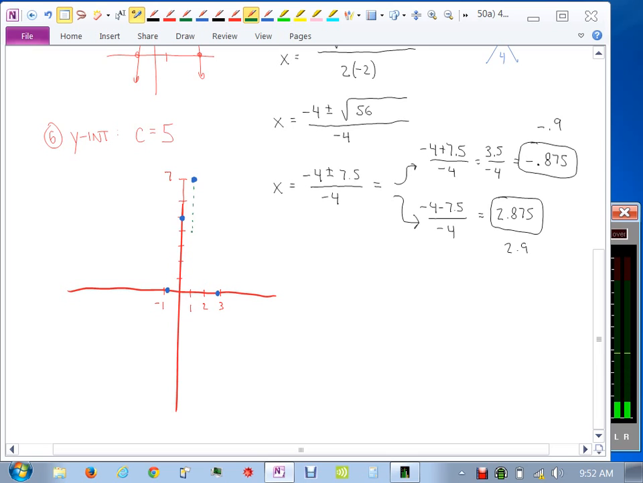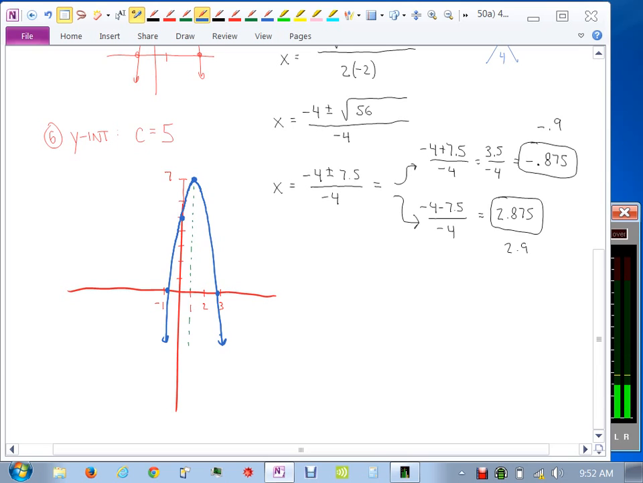Remember, I have my axis of symmetry that goes down like this, and I need a U-shaped curve that passes through these points. It's going to go like that. Oh, come on. They're pretty good there. And then over here. There we go. All right, so that should take care of 5A. I'll leave 5B and C for you also.